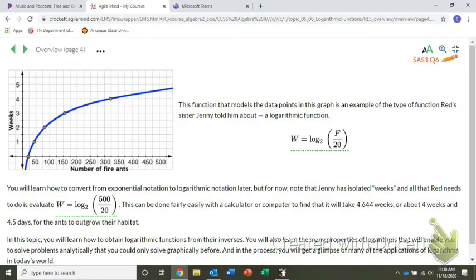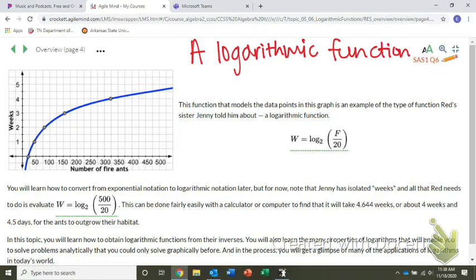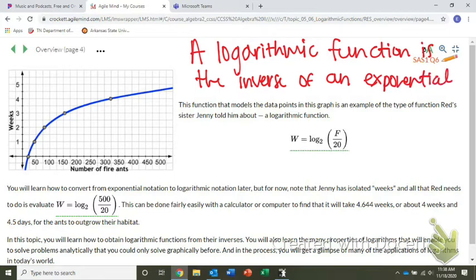All right, on number 6, we're skipping 1 through 5, okay? And we're going to number 6, and it says, what type of function is the inverse of an exponential function? All right, so we're going to write the definition of a logarithm function. So, a logarithmic function is the inverse of an exponential function.